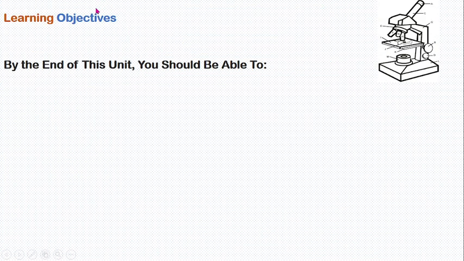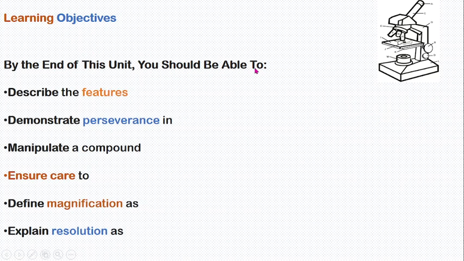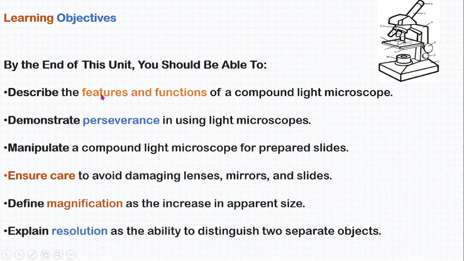The learning objectives today are not many. By the end of this unit, the students should be able to firstly describe the features and function of the compound light microscope. As you are seeing here, this is called a compound microscope. They should demonstrate perseverance in using light microscopes, and manipulate a compound light microscope for prepared slides, taking care to avoid damaging the lens, mirror, and slide of the microscope.